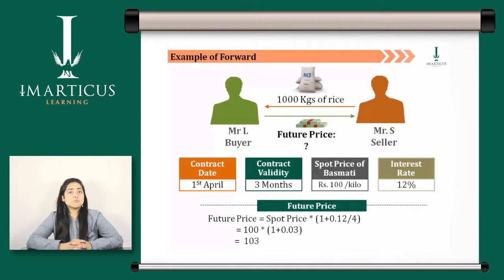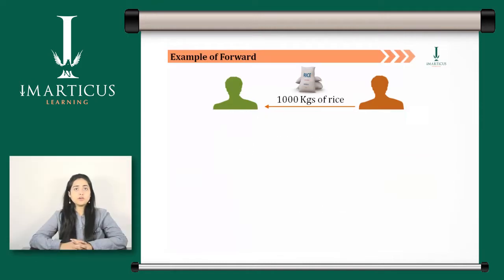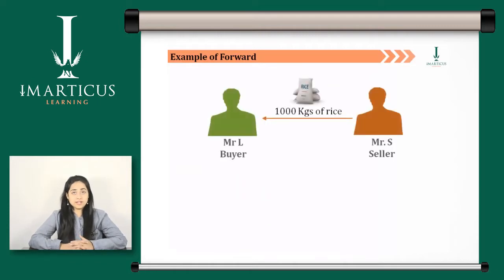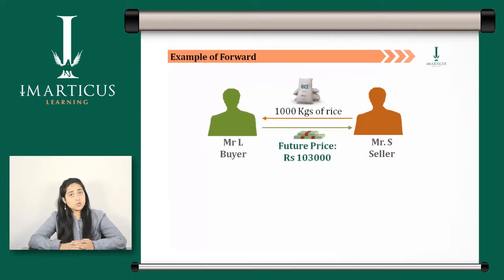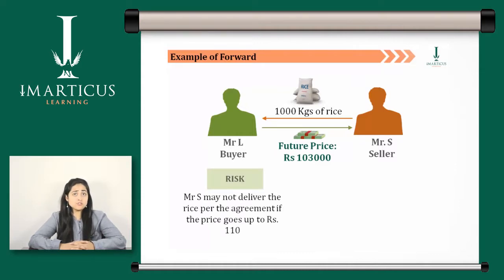Now look at the specification in the forward contract. Here, on the agreed forward date, Mr. L will get 1000 kilos of rice and will have to pay the price of rupees 1,03,000 to Mr. S. In turn, Mr. S will deliver 1000 kg of rice and will receive the money. The risk here for Mr. L is that Mr. S may not deliver the rice as per the agreement.